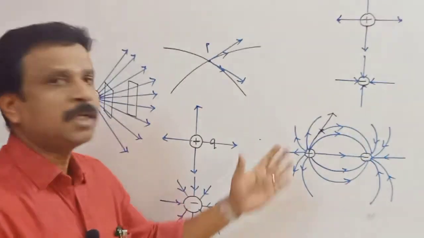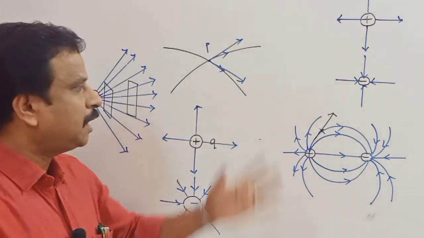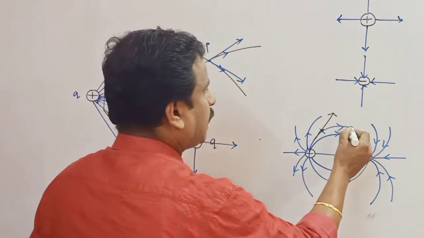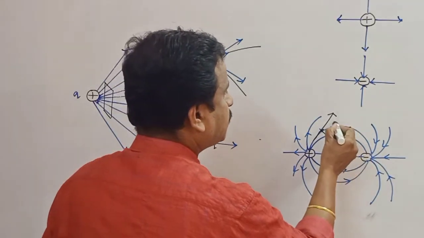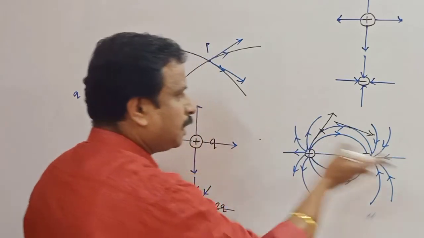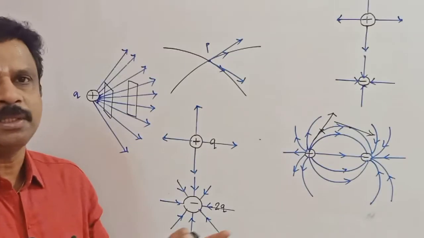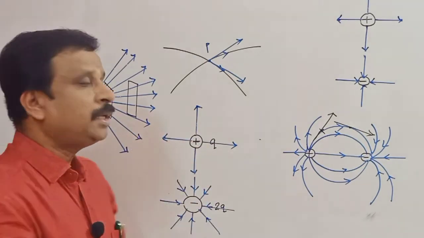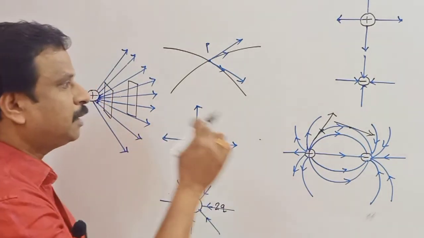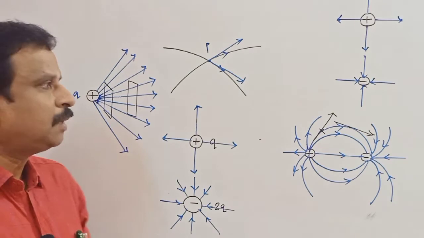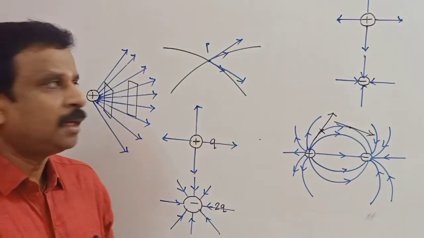So the tangent will show the direction of the electric field at every point. If you see the direction, definitely here the direction will change. If you draw the tangent, it will show the direction. At every point you can see how the direction changes. Correct? So to find the direction of the electric field, you just draw the tangent at a point to the curve. You will find the direction of the electric field.